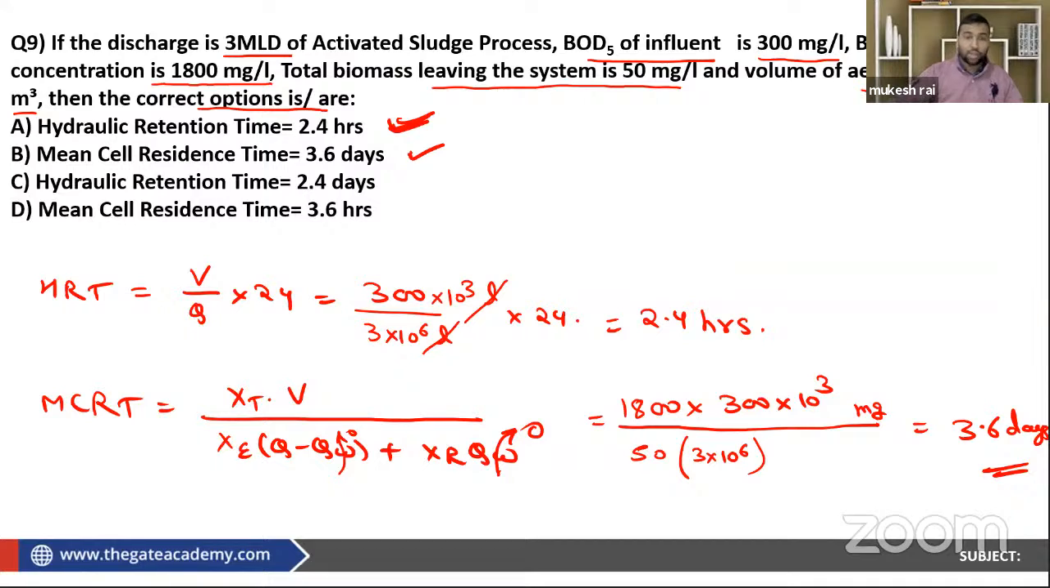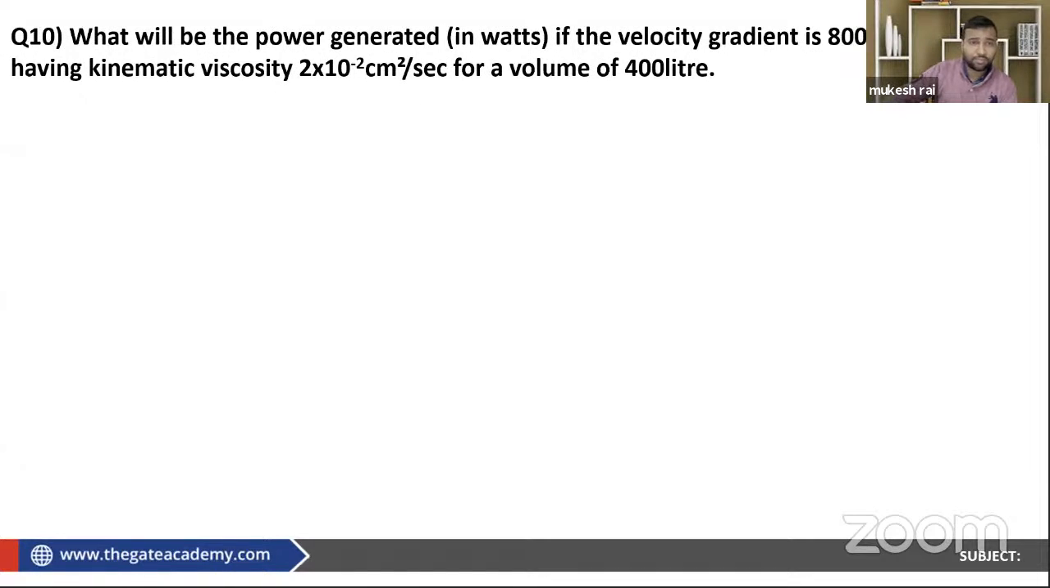Now, last but not the least question of Environmental Engineering 2021 GATE score booster. That is an easy question. Now you need to give the answer only within 1 minute. Only within 1 minute you need to give the answer.